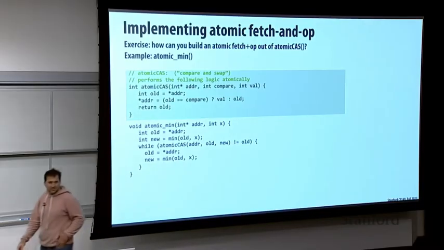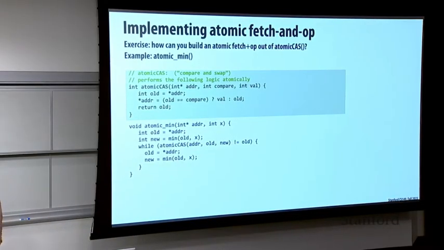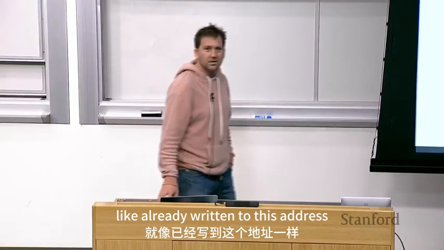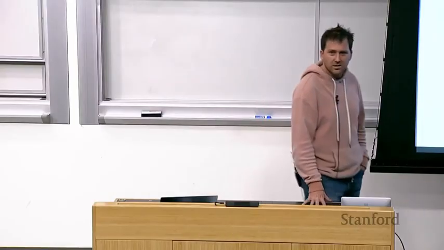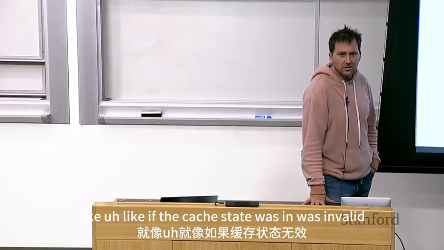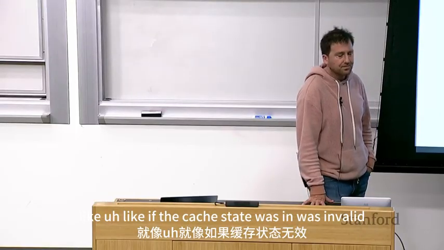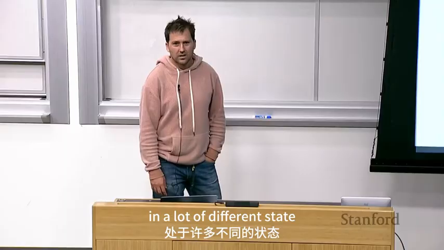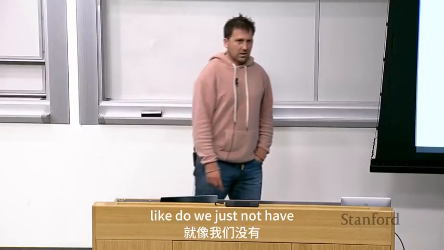Yeah. In some sense, it feels like this question of whether a different processor has already written to this address is also being kept track of via the cache states, right? Like if the cache state was invalid, then perhaps a different one might have it in a modified state. Do we just not have...?